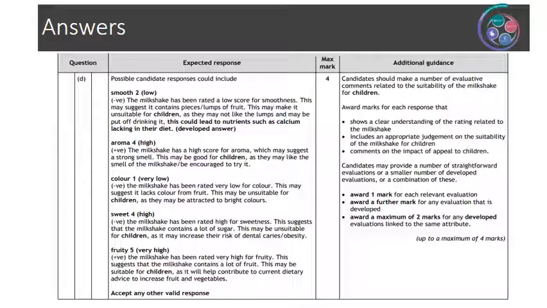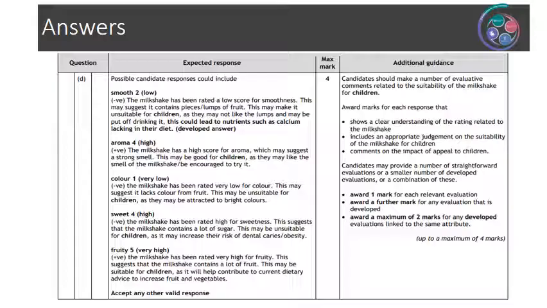Aroma was rated 4. This is high. This is a positive. The milkshake has a high score for aroma, which may suggest a strong smell. This may be good for children, as they may like the smell of the milkshake or be encouraged to try it. Colour was rated 1, which is very low.